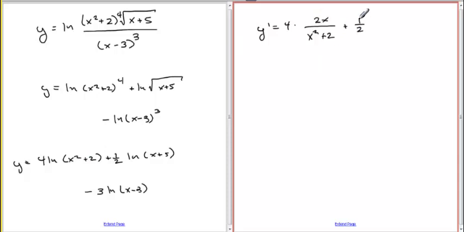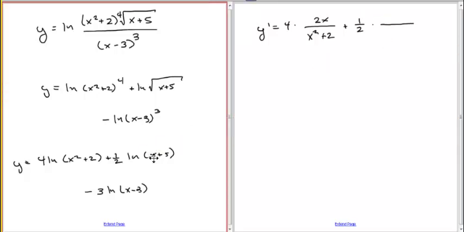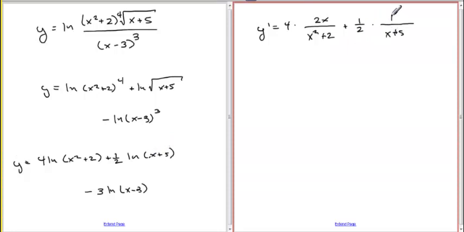So the second one, after you take the derivative of the natural log, it's over, the denominator is x plus 5. The numerator is the derivative of this, which is just 1. And then you've got the third one, where the denominator is x minus 3. The derivative of this is 1. And then you can clean it up at the end.